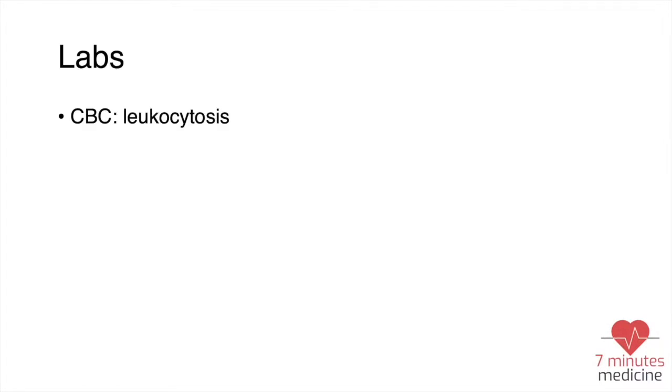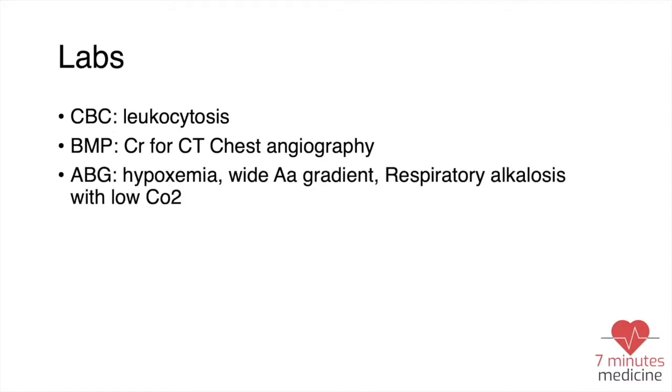What kind of lab work do you also have to order? CBC, and it can show leukocytosis, and BMP, and this is important because it's going to give you the creatinine level. So before you do the CT angio, you want to make sure that the patient does not have chronic kidney disease. And ABG is very important and is going to show hypoxemia, wide A-a gradient, respiratory alkalosis with low CO2 because of the hyperventilation. It's washing out CO2.